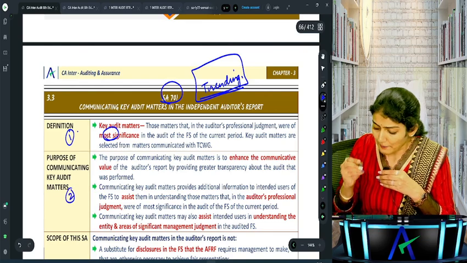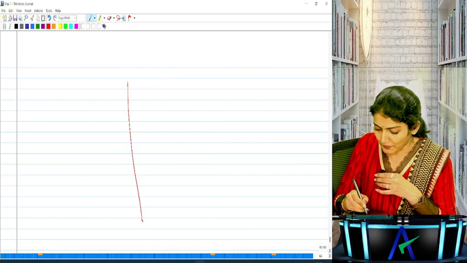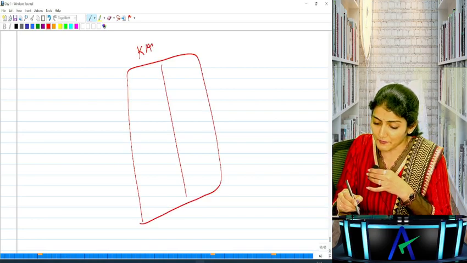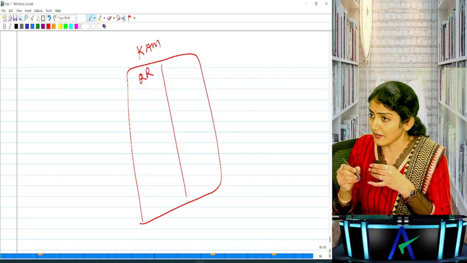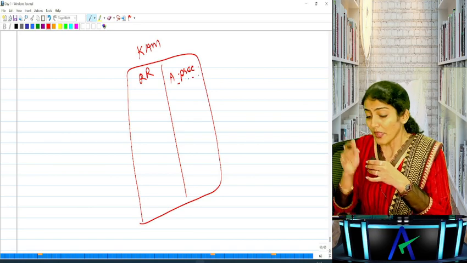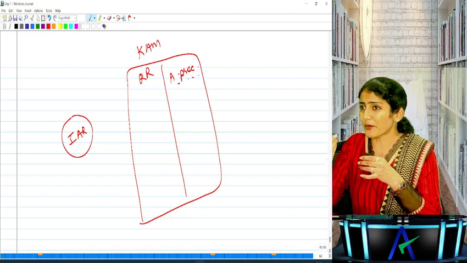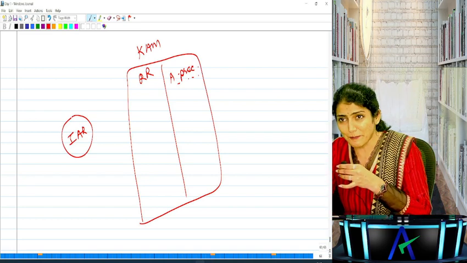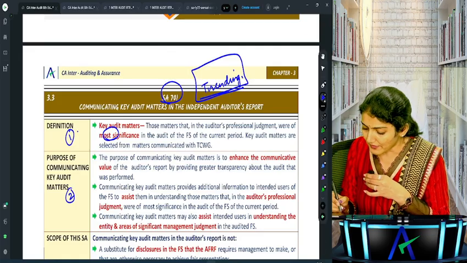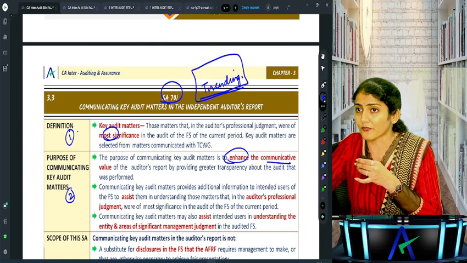Now coming to the purpose of communicating key audit matter. Right now when we saw the Infosys report, what did I also see in that report in key audit matter? Revenue recognition is a key audit matter, and what audit procedures were performed by the auditor. By reading this information in the audit report, does it increase the value of the audit report? Do I get more information, a better understanding of the company now? So one, it enhances the communicative value of the audit report.